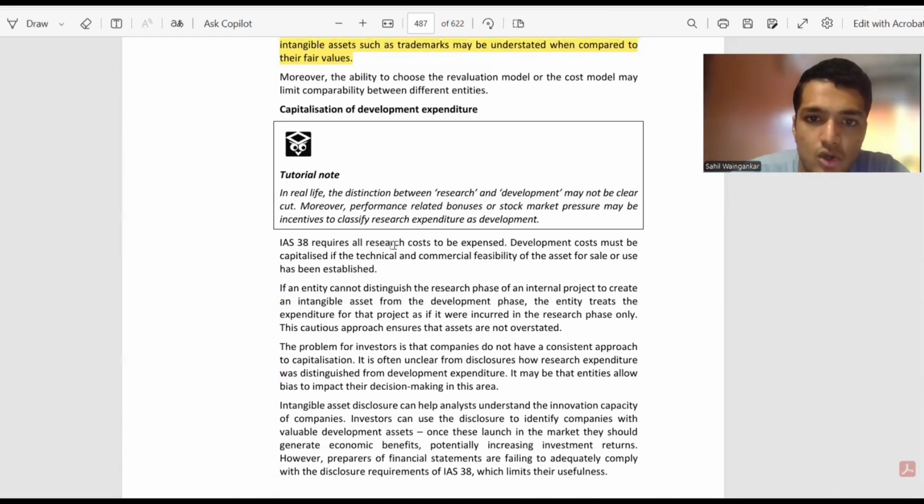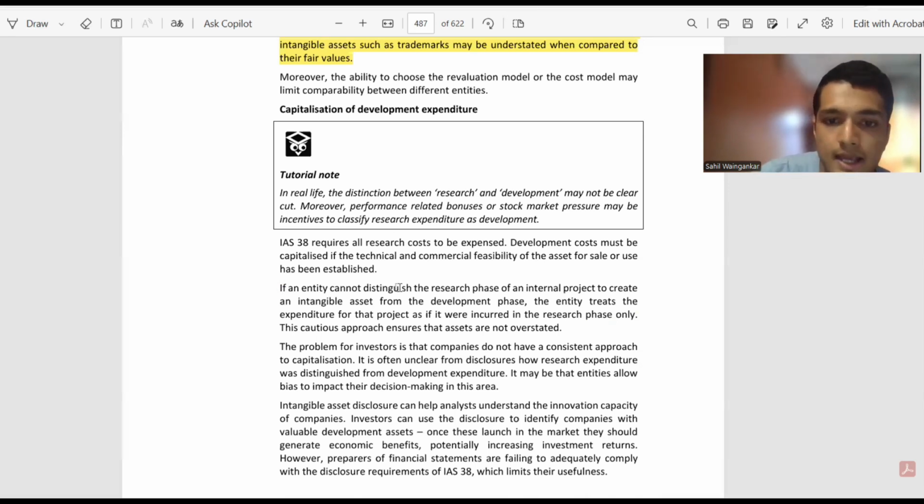IAS 38 requires all research costs to be expensed, development costs to be capitalized. ये सब अपन ने बोला था. If an entity cannot distinguish the research phase of an internal project to create an intangible asset from the development phase, the entity treats the expenditure for that project as if it were incurred in the research phase only. मतलब अगर हम लोग डिटरमाइन नहीं कर पा रहे हैं कि भाई रिसर्च और डेवलपमेंट में से कौन सा एक पर्टिकुलर कॉस्ट है, तो हमको उस चीज को रिसर्च में ही डालना है. This cautious approach ensures that assets are not overstated.